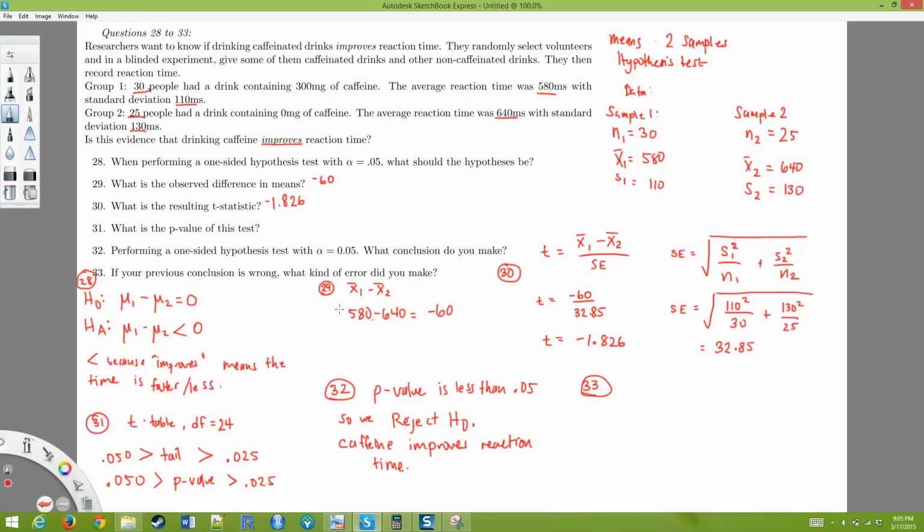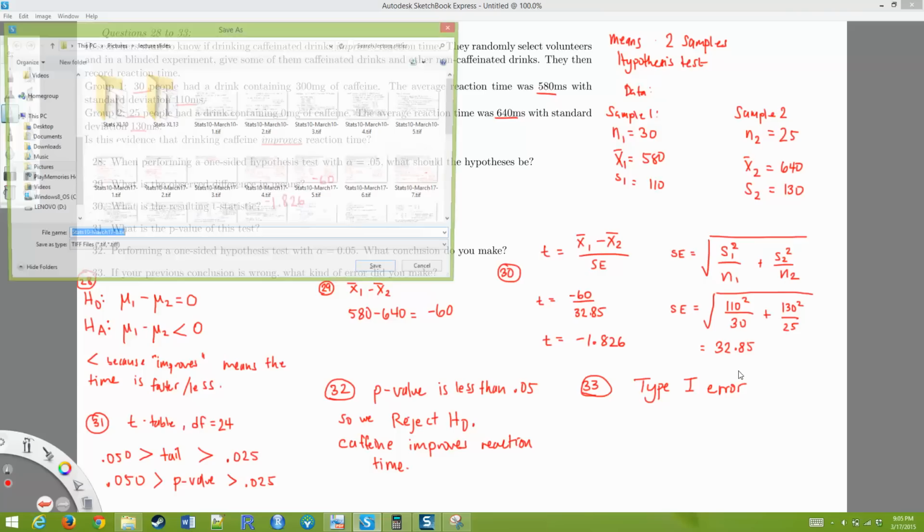And lastly, if our conclusion was wrong, what kind of error did we make? Type 1 or type 2? Type 1, we rejected the null. That was a type 1 mistake. Come back. I didn't mean to reject you.